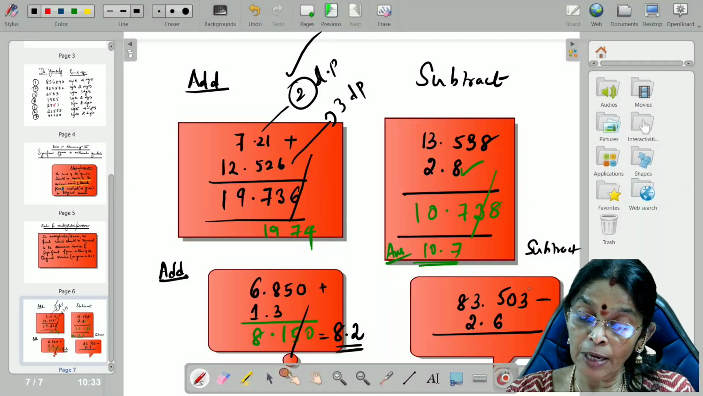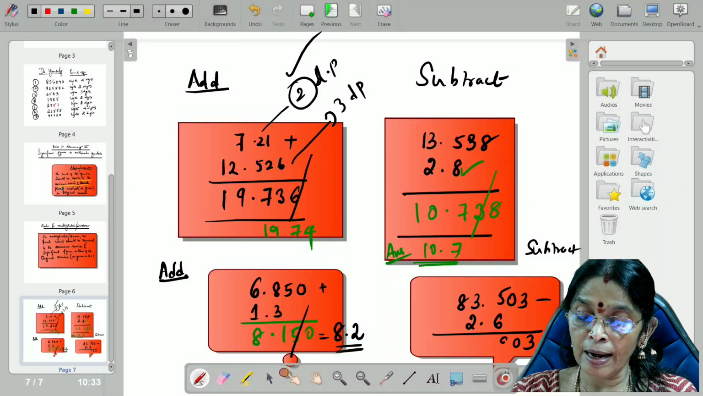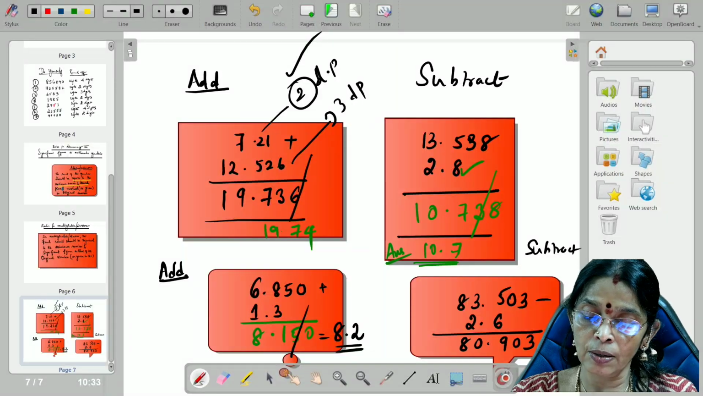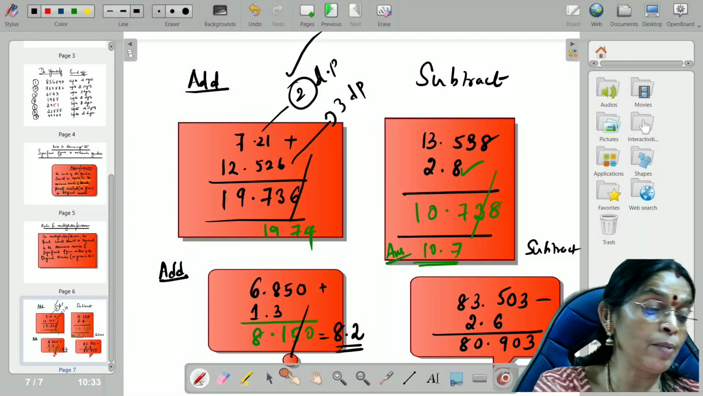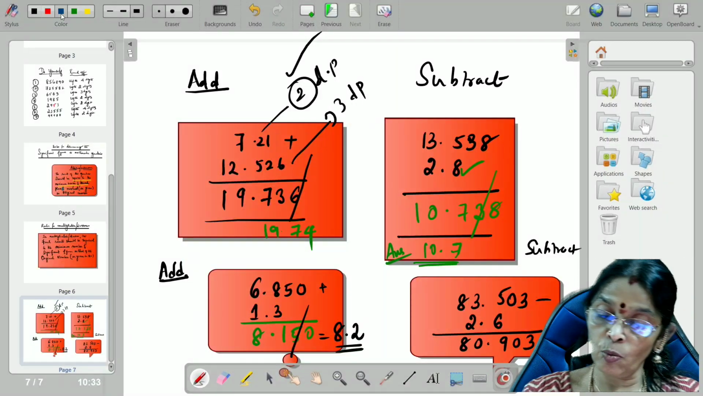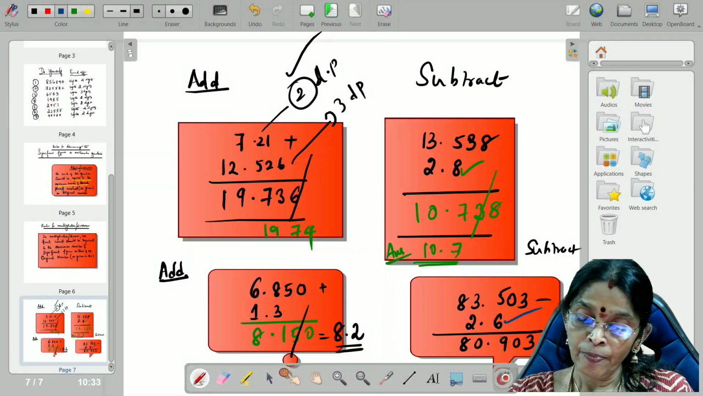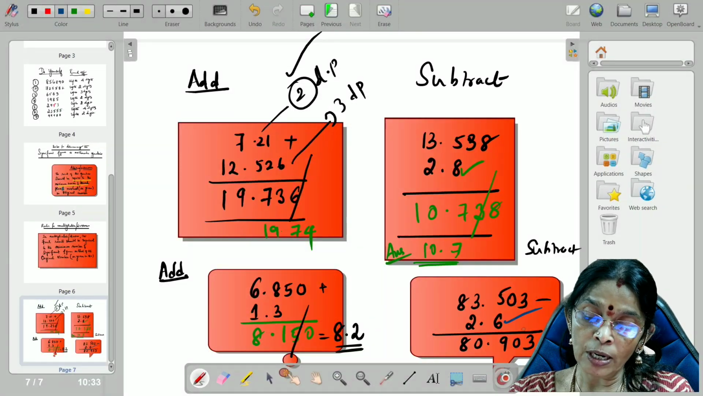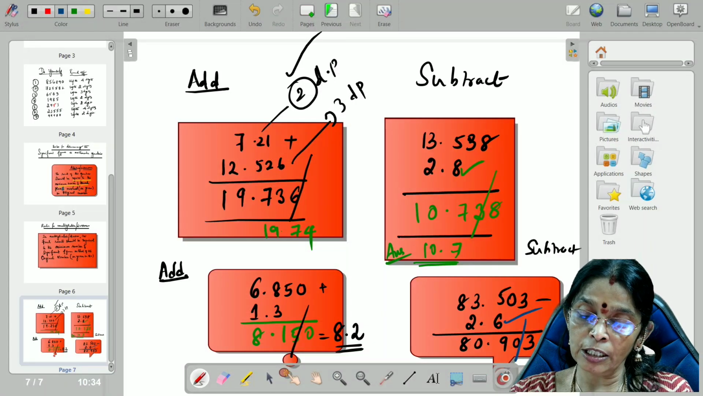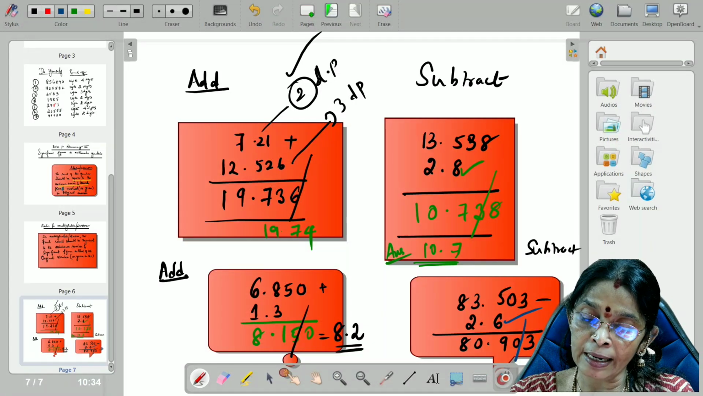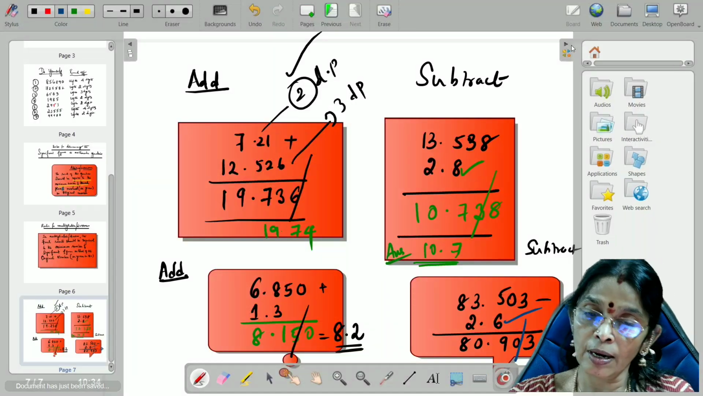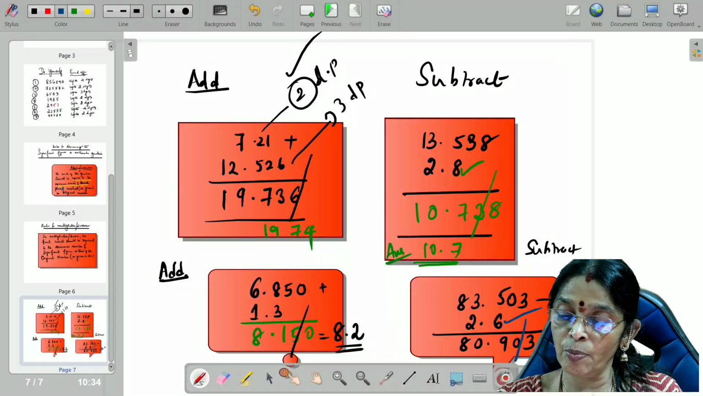Next, similarly, subtract: 83.505 minus 2.6 gives 80.905. How many decimal places minimum? Only 1 decimal place, so the answer is also correct to 1 decimal place. The digit to be dropped is 0 here, so the answer is going to be 80.9.